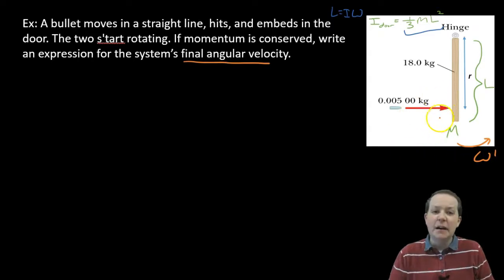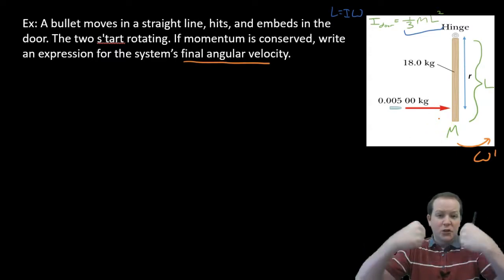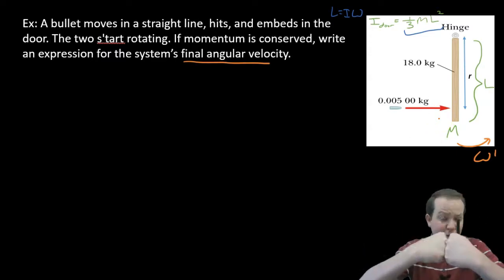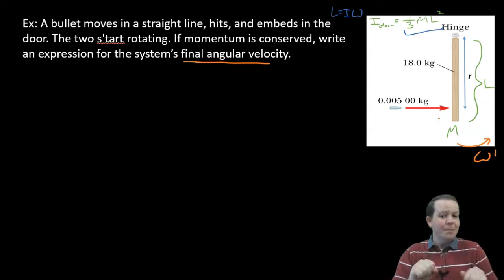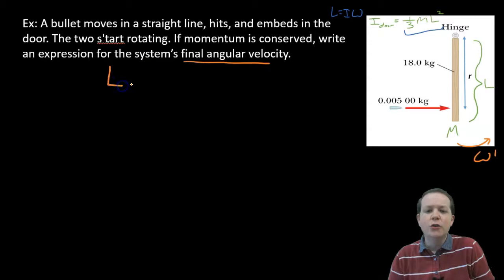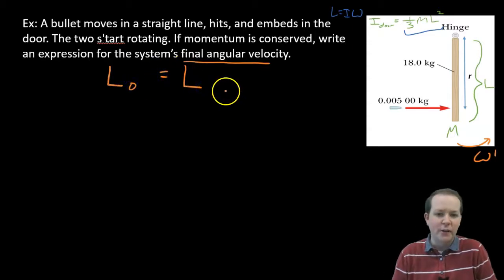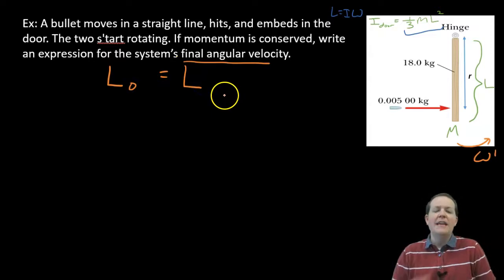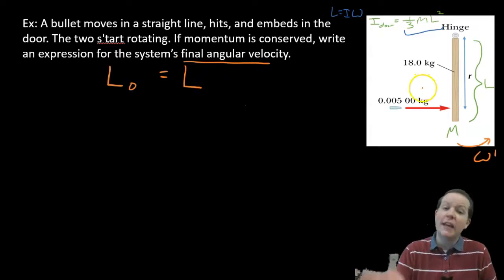Well, my system is both the door and the bullet. So obviously there's forces and there's torques as these two things are colliding, but those are internal. For my system, there's nothing outside interfering, so the initial total angular momentum needs to equal the final total angular momentum, right? Now, in the beginning, let's say the door starts at rest.